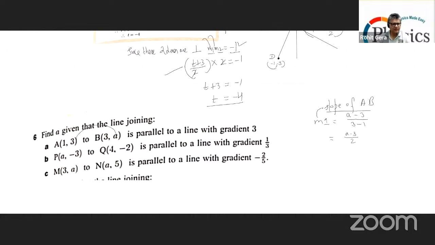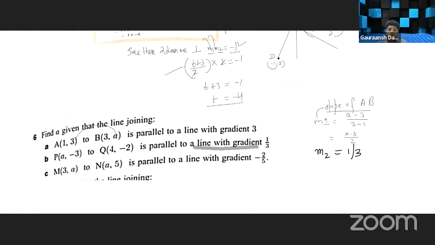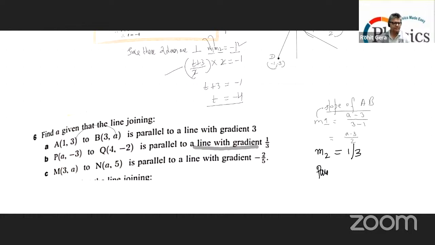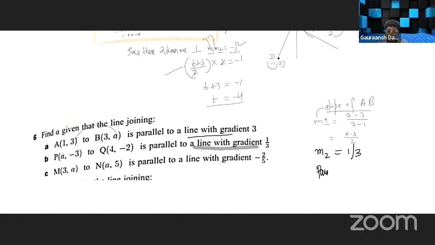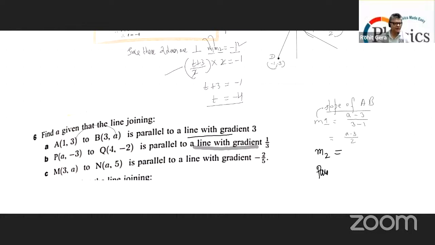Okay, so slope of AB is parallel to another line. I will just do whatever is in the book. The second line gradient is given to be 1 by 3. What is the condition? Parallel. That's the wrong question. We're doing part A. It's parallel to 3. Okay, I'll make it 3. This is what you mean, right? So this is 3. So these are parallel, right?